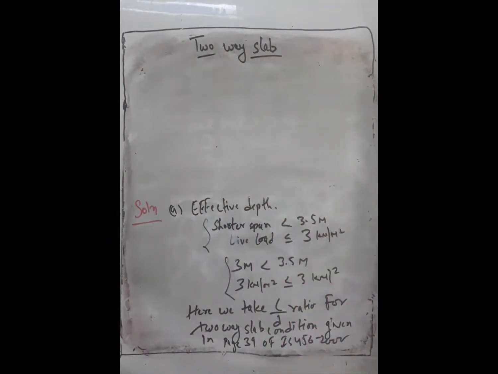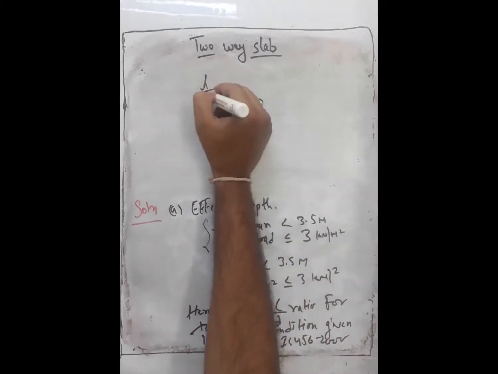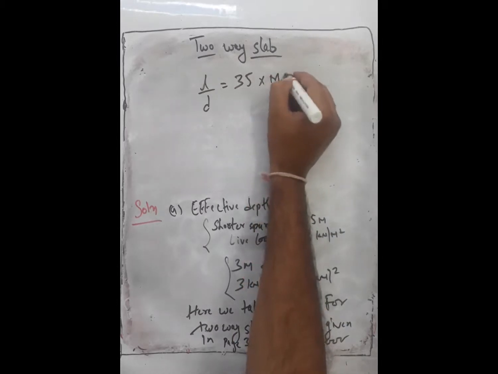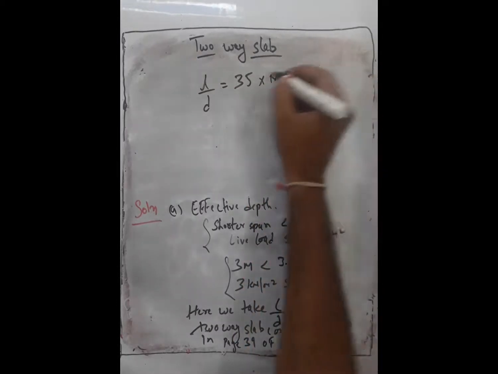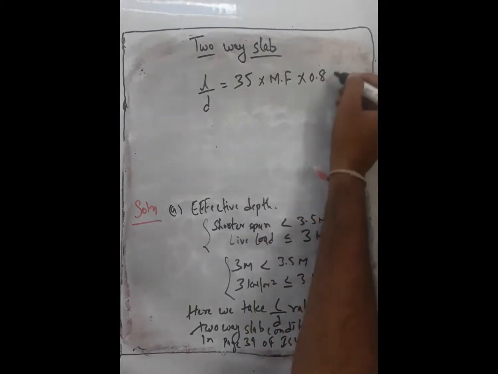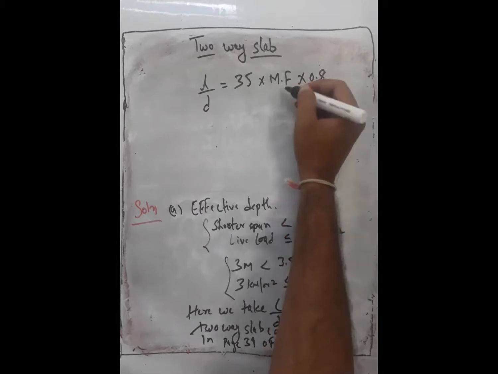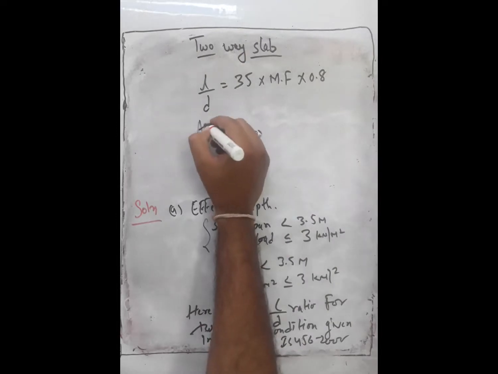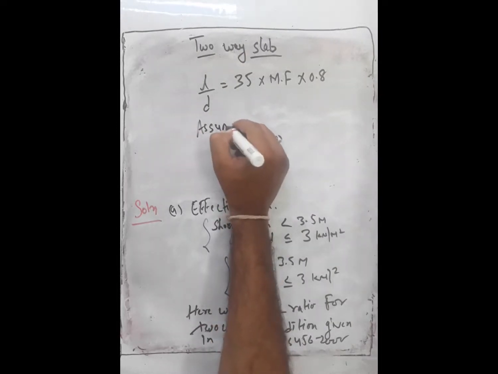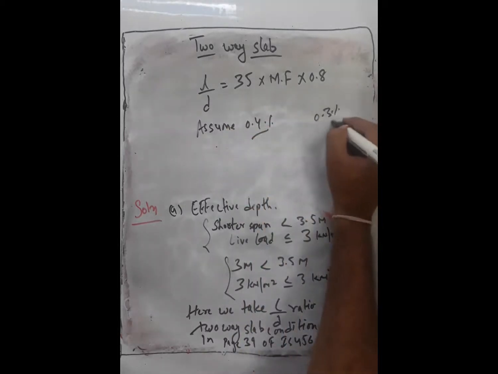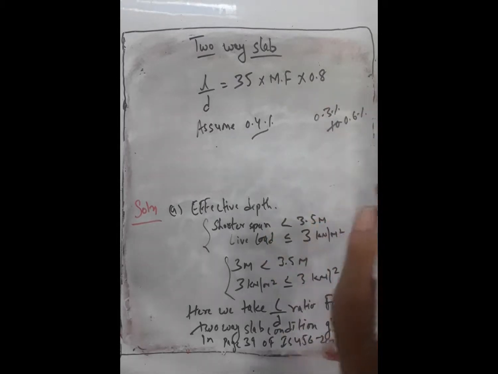The L by D ratio for a simply supported slab is 35. Now we have to multiply with the modification factor and 0.8, because 35 is given for a plain bar. If you want it for an HYSD bar then you have to multiply with 0.8, and you already know we have to multiply the modification factor for the L by D ratio. So first we have to find the modification factor, and for that we assume the percentage of steel is 0.4%. You can assume 0.3% to 0.6%, it's your choice.